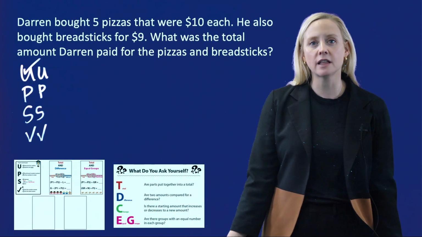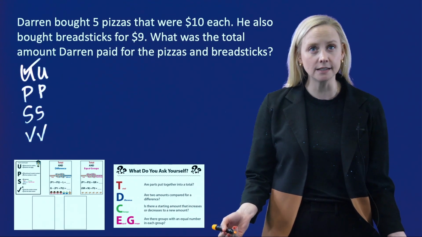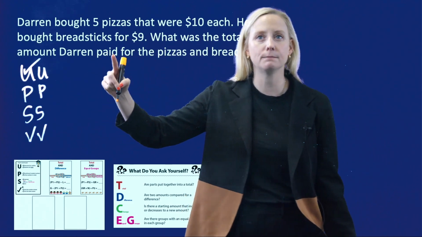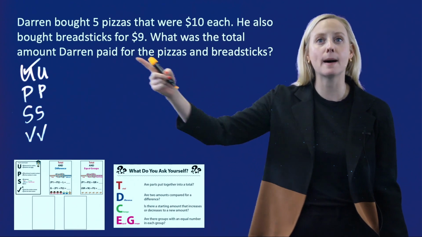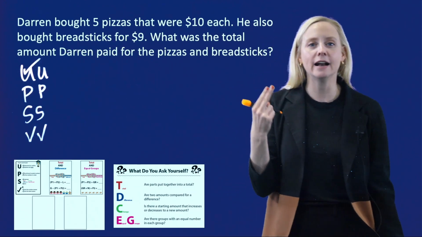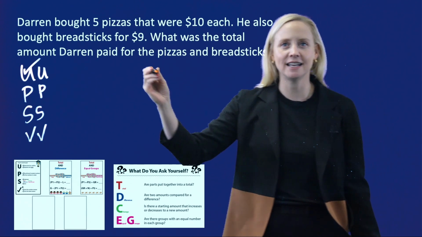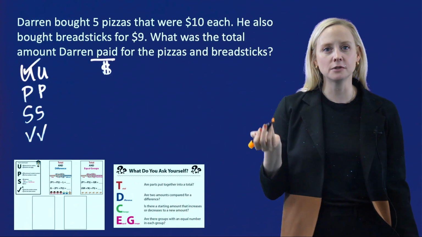Now I'm going to underline my label. I mostly can find my label in the question sentence, so I'm going to reread that. It says, what was the total amount Darren paid for the pizza and breadsticks? Here we're talking about payment and amount. I know we're talking about money. We don't write 5 paid as an answer, so I'm going to underline paid and I'm going to write a $ sign under it to remind me that I'm talking about money.